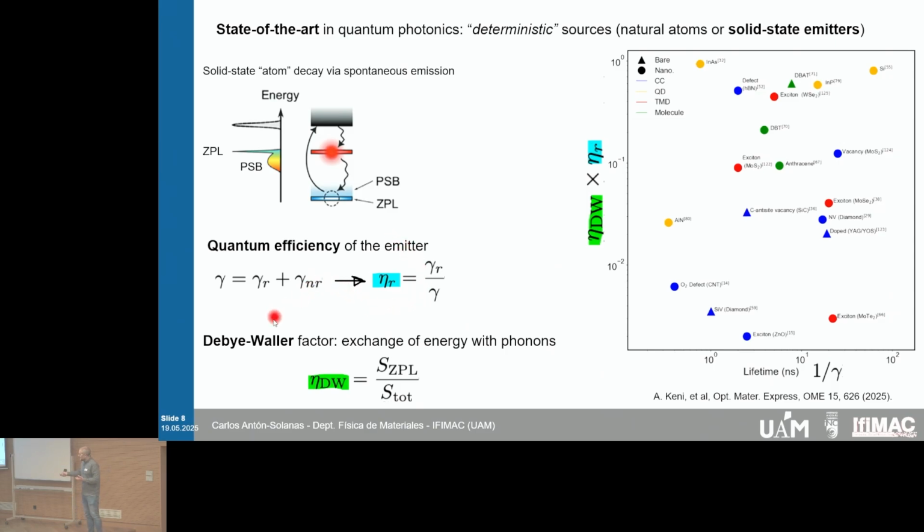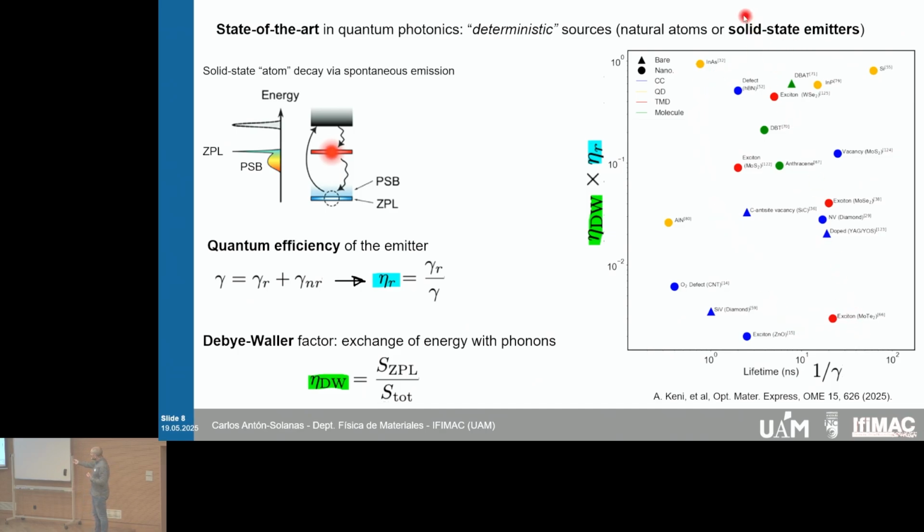And the other important feature is the Debye-Waller factor, which tells us how much our atom or our electronic transition is interacting with the system and may exchange phonons, vibrations, with the system, broadening my spectrum and decreasing the quality of my single photon emission, thus worsening the indistinguishability. What I am plotting here is a graph that I like very much from this review paper, where they represent the product of the Debye-Waller factor and the quantum efficiency versus the lifetime of different types of emitters in the solid state.